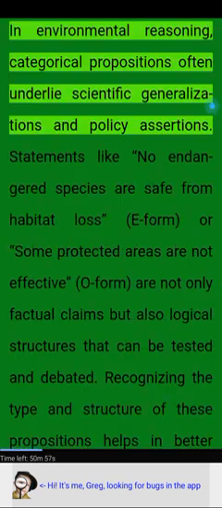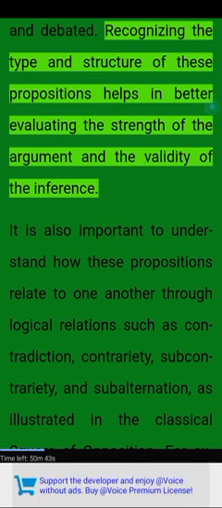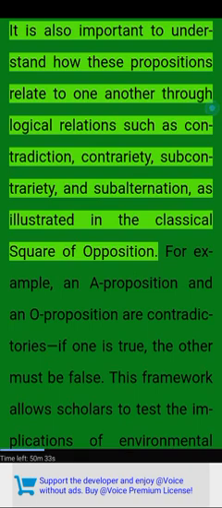In environmental reasoning, categorical propositions often underlie scientific generalizations and policy assertions. Statements like, no endangered species are safe from habitat loss, E-form, or, some protected areas are not effective, O-form, are not only factual claims but also logical structures that can be tested and debated. Recognizing the type and structure of these propositions helps in better evaluating the strength of the argument and the validity of the inference. It is also important to understand how these propositions relate to one another through logical relations such as contradiction, contrariety, subcontrariety, and subalternation, as illustrated in the classical square of opposition.